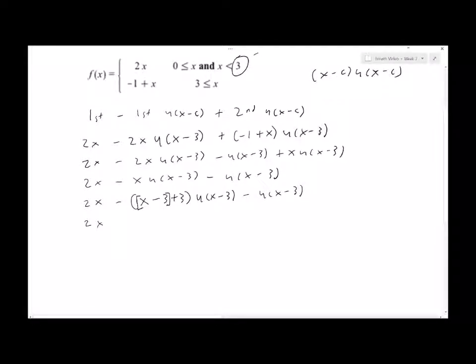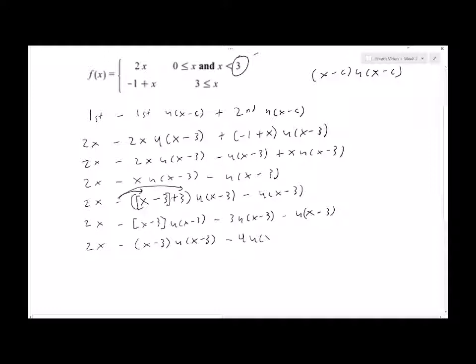So we're left with 2x minus x minus 3 u of x minus 3 plus 3 u of x minus 3. Sorry, minus 3, because of this negative. See, this negative goes here, and it goes here, and then we have to tag along that u. Minus u of x minus 3. Alright, so this gives us 2x minus x minus 3, which is what we wanted to begin with. It's just the way we have to Laplace it when it's a piecewise.